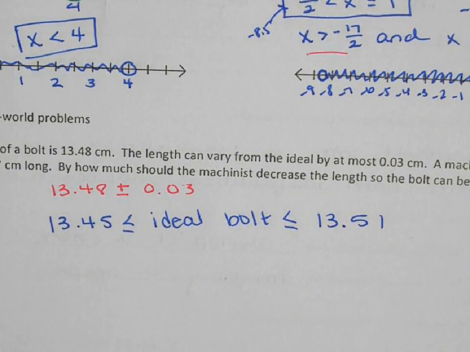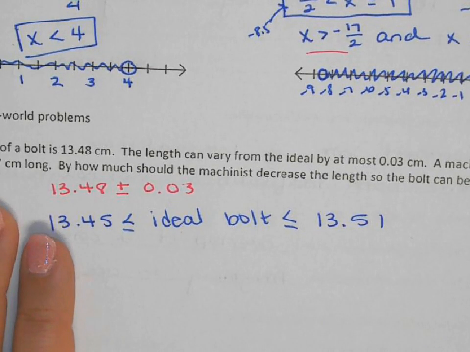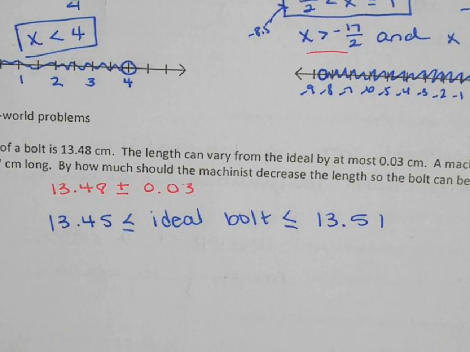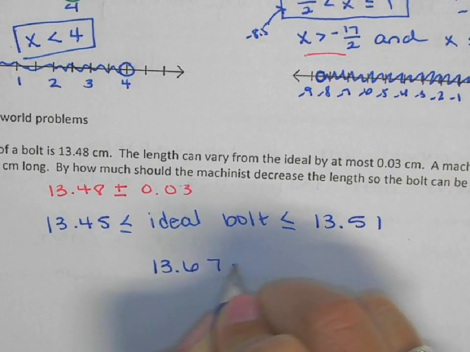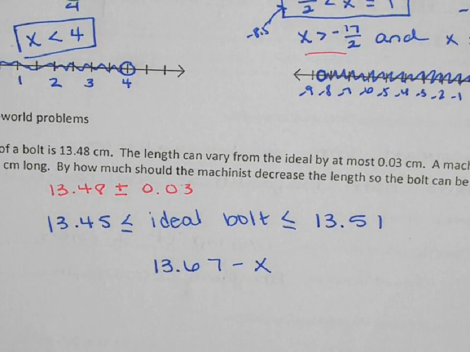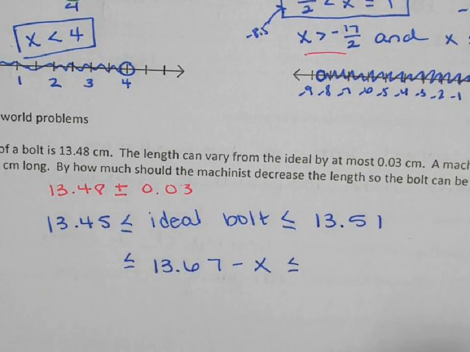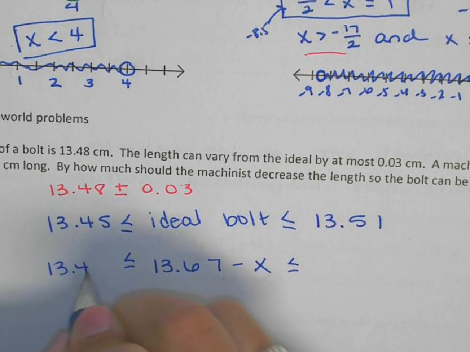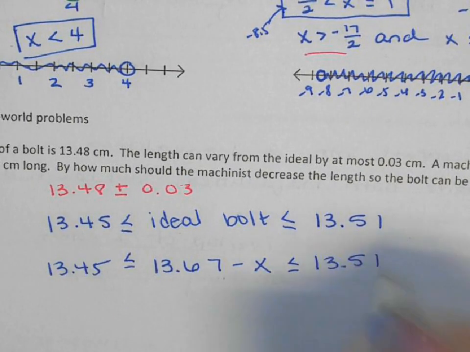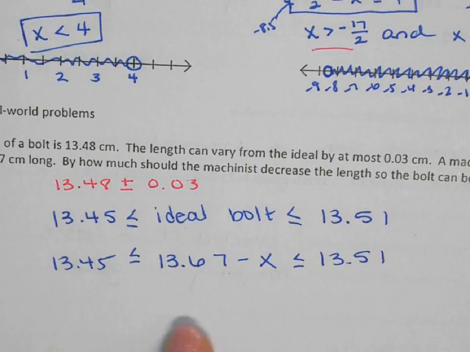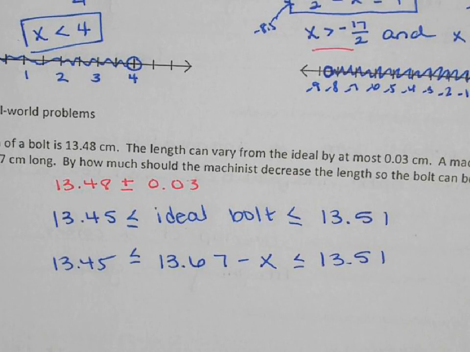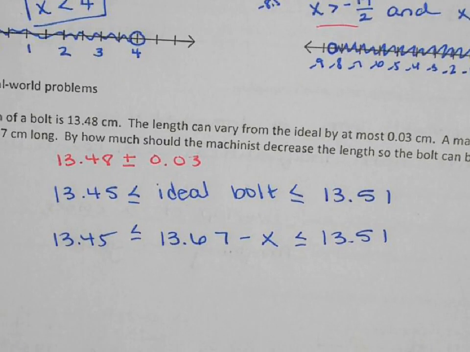Now, the machinist finds one that's 13.67 centimeters long. So the one he finds is 13.67, and he knows that it's too long, so he wants to subtract part of it or shorten it by something. How much is he going to have to shorten it by? So we're going to have to solve for x here, and then we're going to have a number that it's going to fall between.